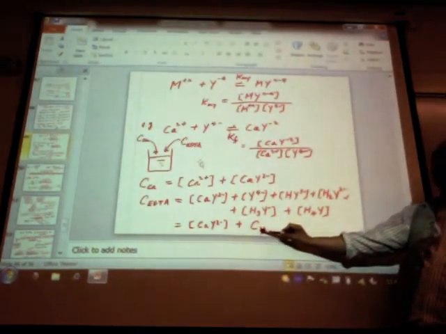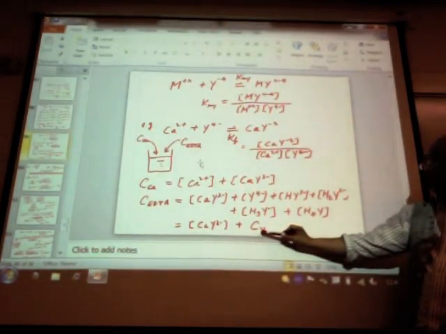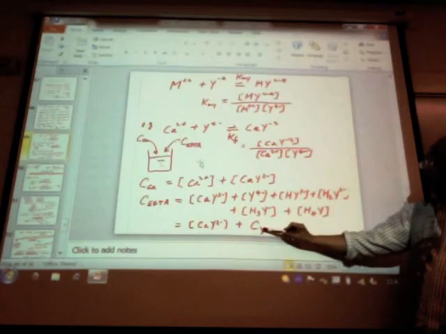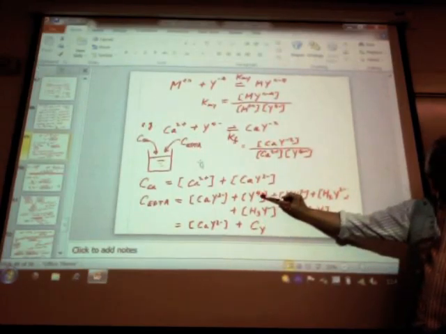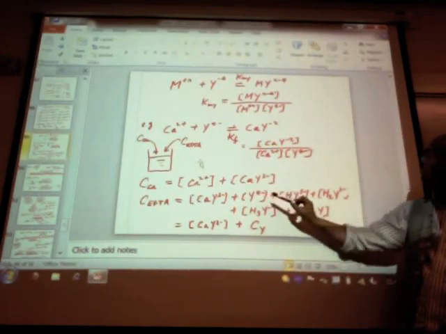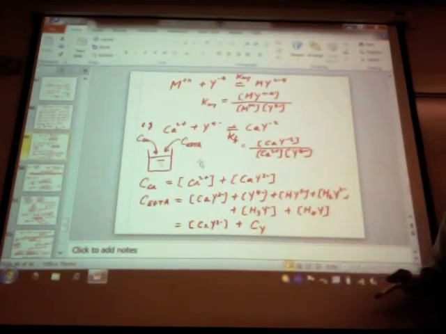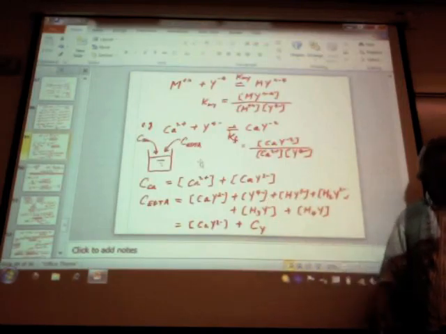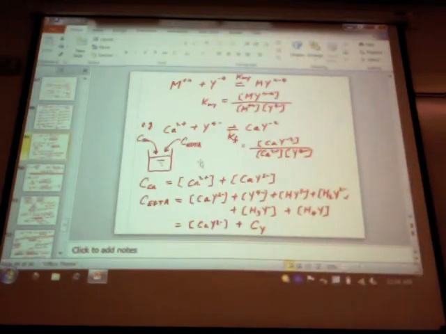So now with this CY known, then you can calculate what portion of this is from the CY. This is only a portion of it, okay? Which makes sense, right? This is the free Y4 minus.